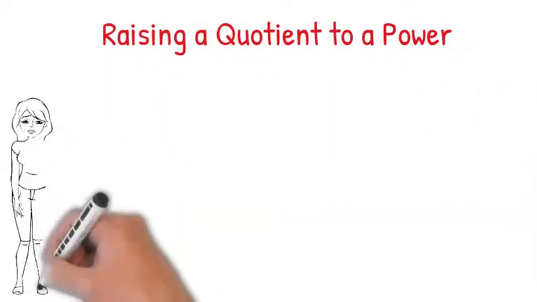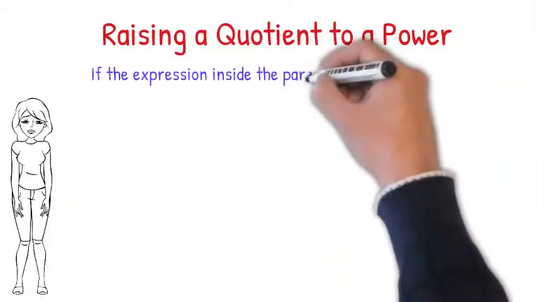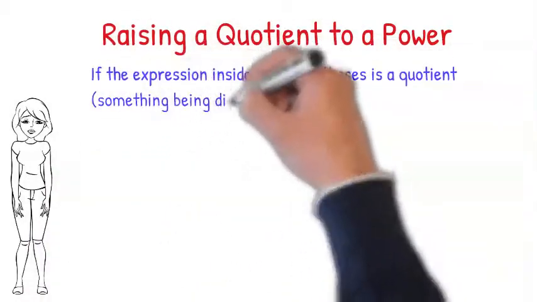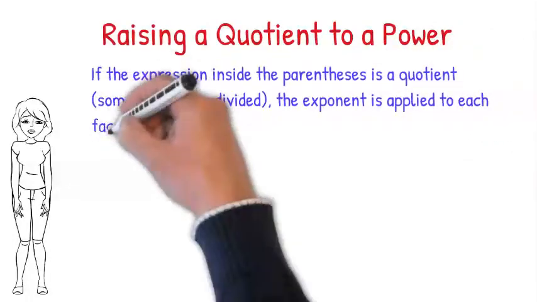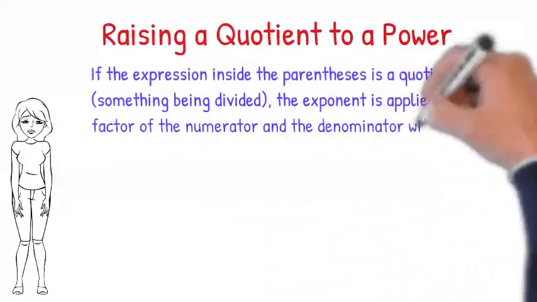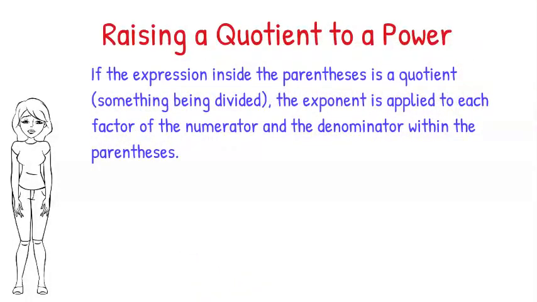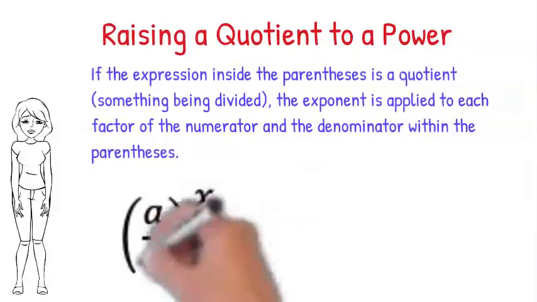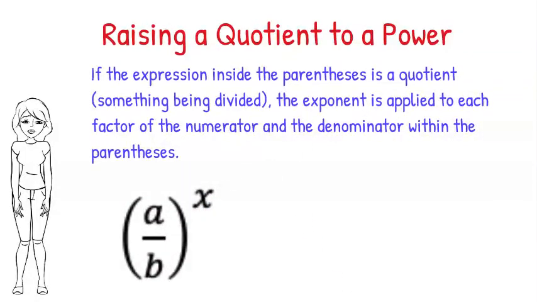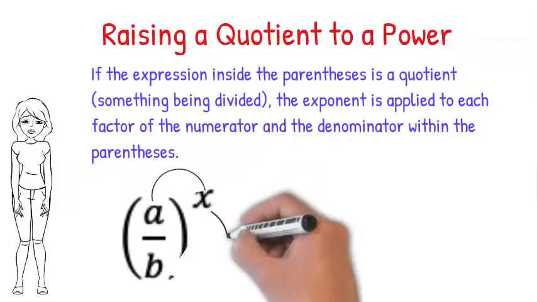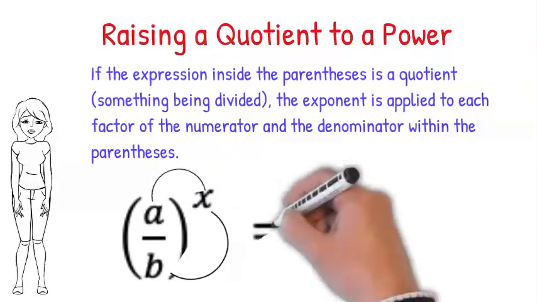Raising a quotient to a power. The same thing happens when we have a quotient, or something that is being divided, inside parentheses with an exponent following it. The exponent is applied to each factor of the numerator and denominator within the parentheses. So if we had a over b inside parentheses raised to the x power, we would apply that exponent to both a and b to get a to the x over b to the x.